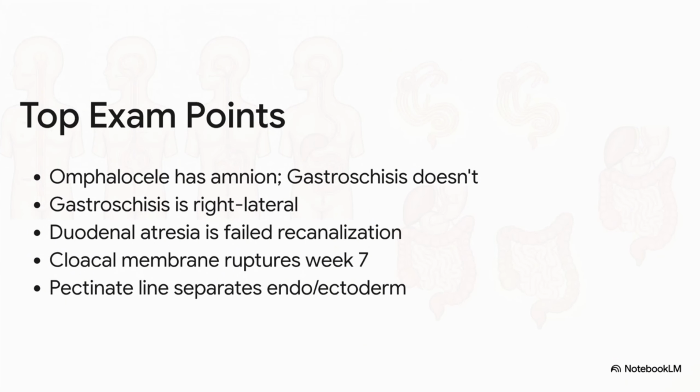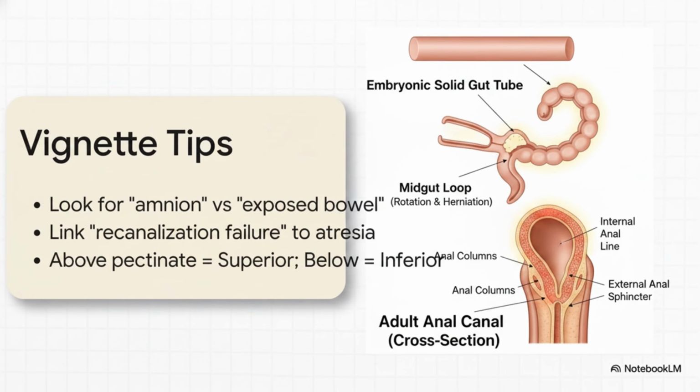Number 1, omphalocele has an amnion covering, gastroschisis does not. Number 2, gastroschisis is lateral, usually on the right, and generally isn't linked to severe chromosomal defects. Number 3, upper duodenal atresia is born entirely from failed recanalization. Number 4, the cloacal membrane ruptures late in the 7th week. And number 5, the pectinate line perfectly separates endoderm and the superior rectal artery above from ectoderm and the inferior rectal artery below.